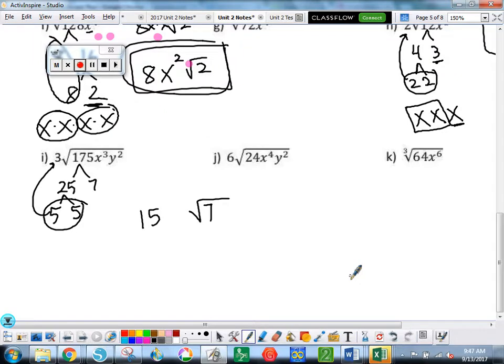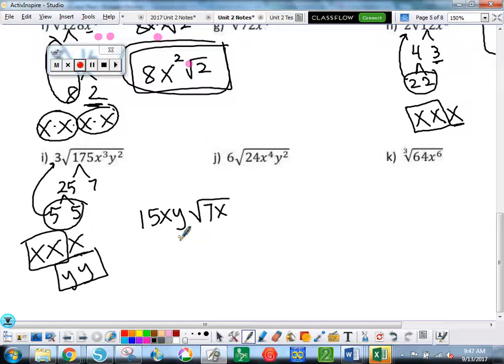Now looking at the x's. I've got 3 x's. My group will go out. My loner stays in. Is that okay? And what about my y's? How many groups do I have here? My group goes out, and that takes care of everything.